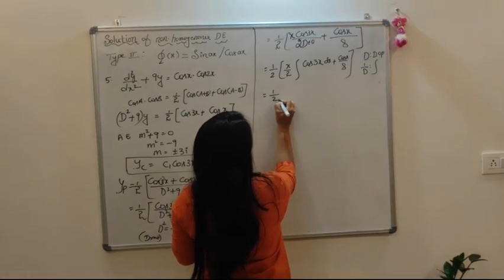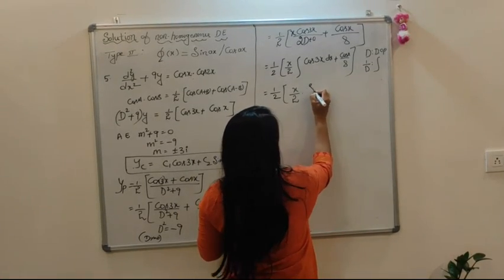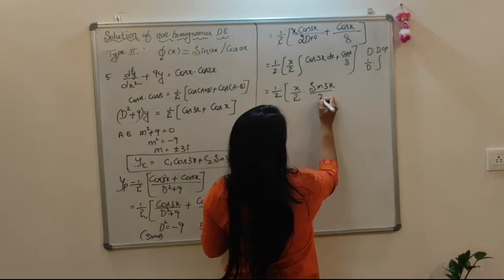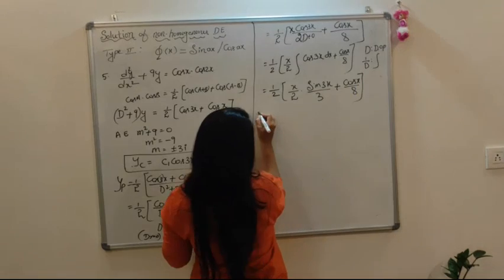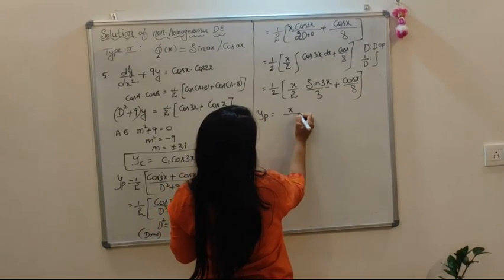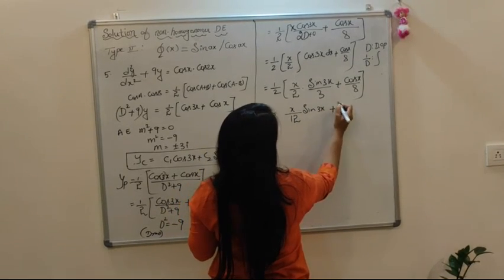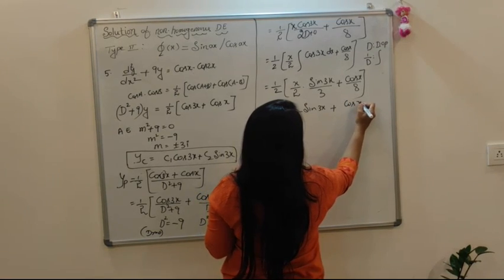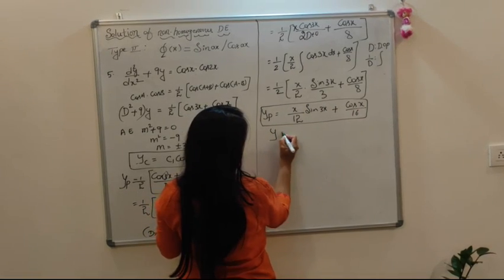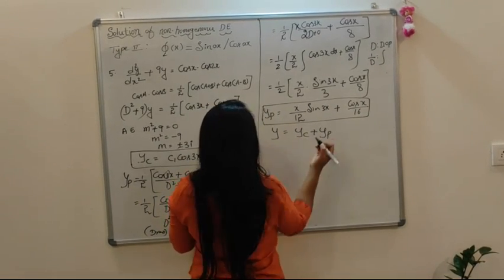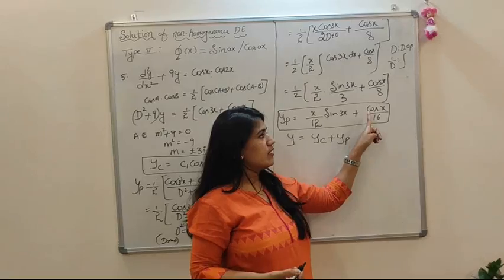So 1 by 2 of x by 2. Here, integration of cos 3x is sin 3x divided by 3, plus cos x by 8. So finally yp is equal to x by 3 2s are 6, 6 2s are 12, sin 3x plus 2 into 8, 16, cos x by 8 2s are 16. This is yp. So solution y is equal to yc plus yp. Yc is c1 cos 3x plus c2 sin 3x, plus x sin 3x by 12 plus cos x by 16.